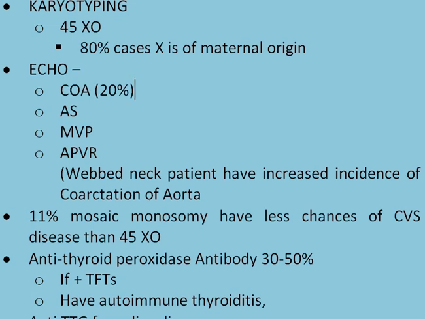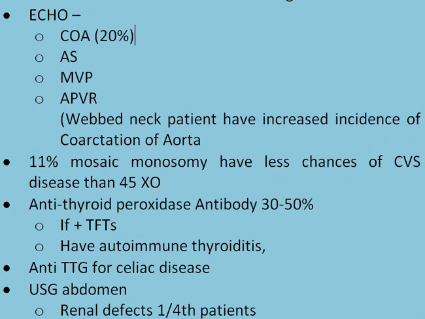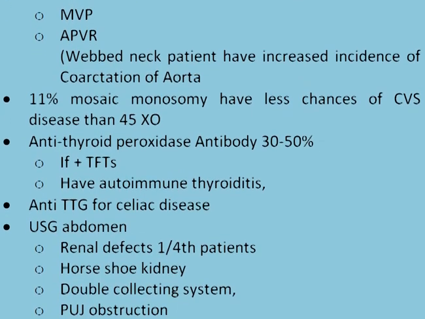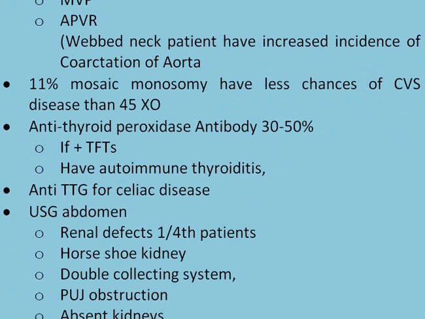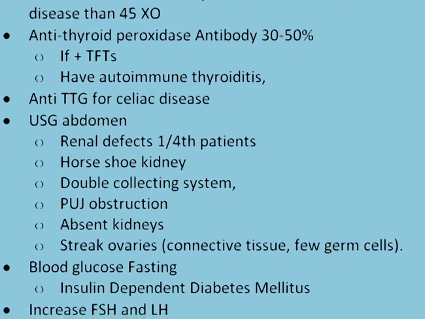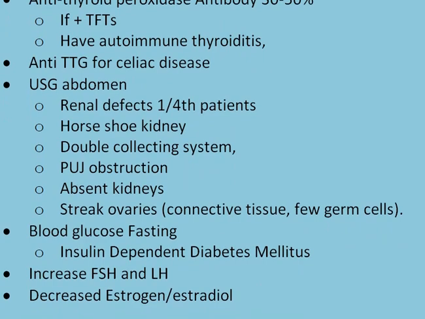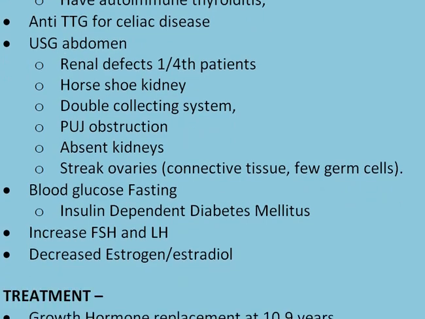Antithyroid peroxidase antibody is present in 30 to 50% of the patients. If they are positive, you should check the thyroid function test. They can have autoimmune thyroiditis. Then check the anti-TTG for celiac disease. Do the ultrasound abdomen for renal defects, which occur in one-fourth of the patients, such as horseshoe kidney, double collecting system, PUJ obstruction, absent kidneys, streak ovaries, blood glucose fasting for insulin-dependent diabetes mellitus, and increased FSH and LH, decreased estrogen and estradiol.